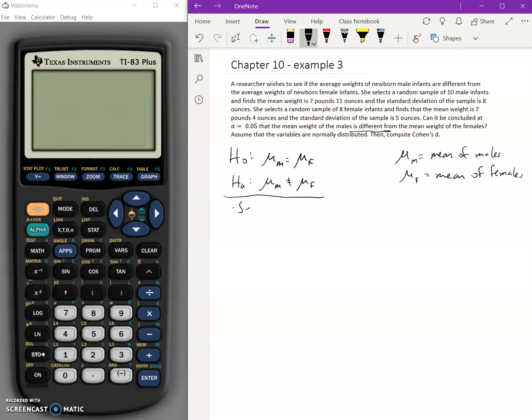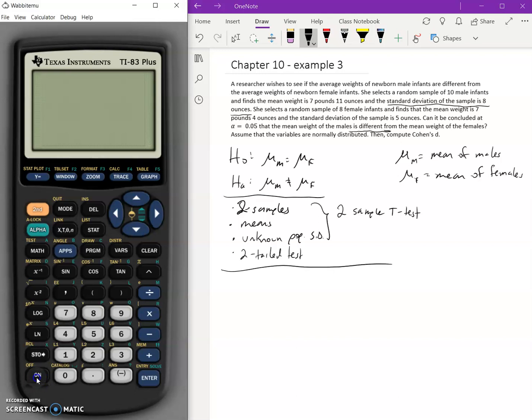So here what we see is that we have two samples. We're looking at means. Do we have known or unknown standard deviations? Well, it says here the standard deviation of the sample, so nowhere does it say they're populations. These are both samples. So we have unknown population standard deviation, and this is a two-tailed test. So between these first three, what we see is that we want to use a two-sample t-test.